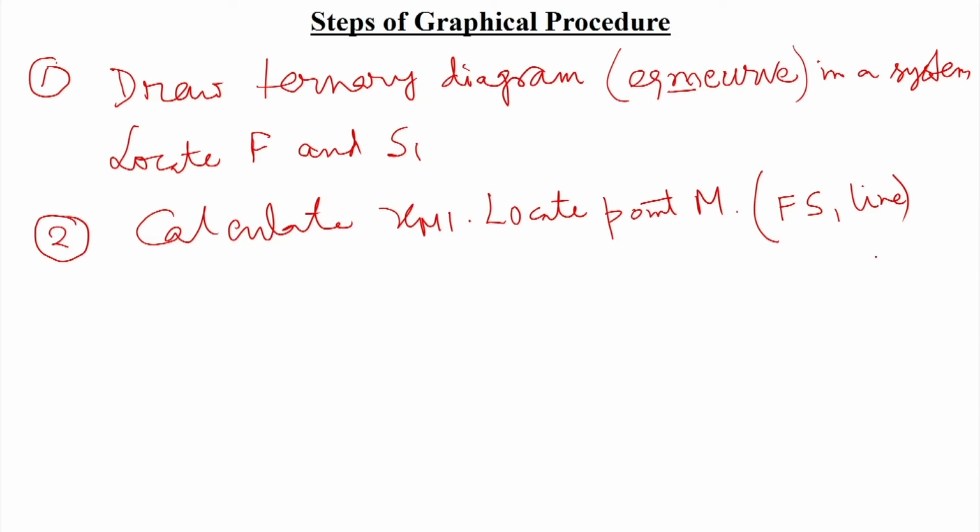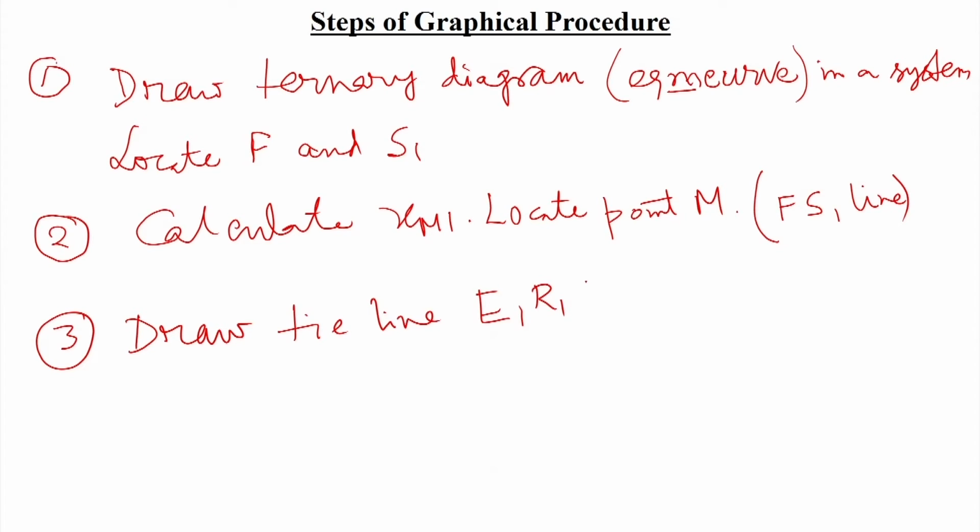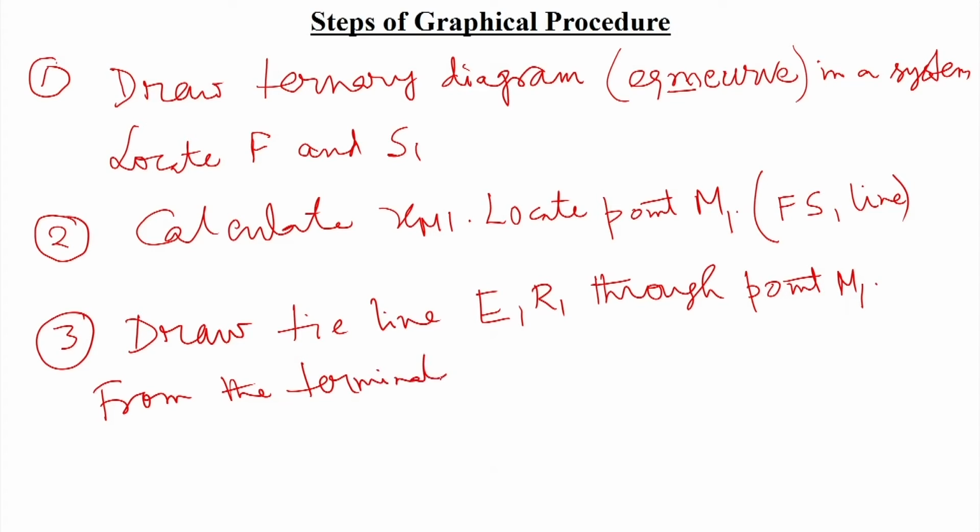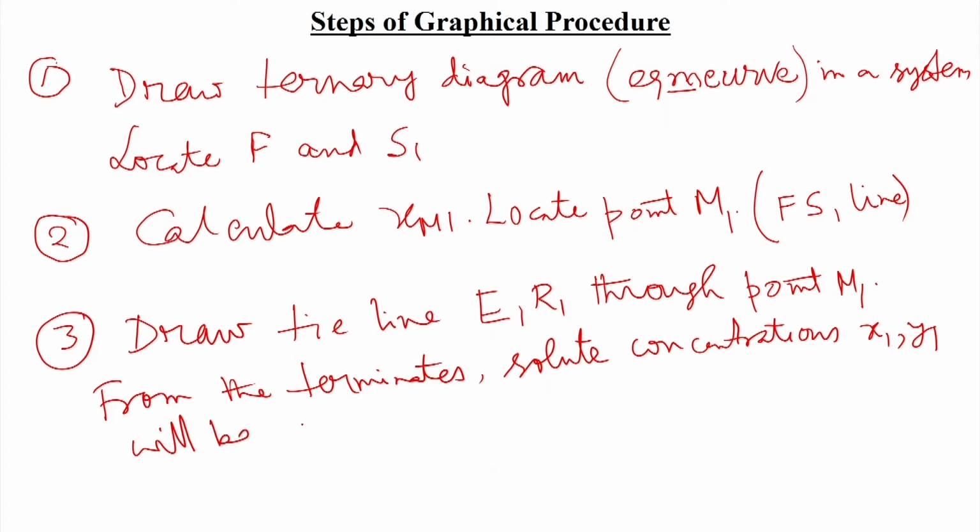Okay. Then we need to draw the tie line E1 R1 through this point M1, or M, we can say. If we take this one for the first system, that is M1. Okay. So, from there in the raffinate arm we will be getting R1 and in the extract arm we will be getting E1. From the terminals we will be getting the solute concentrations, x1 and y1, will be obtained.